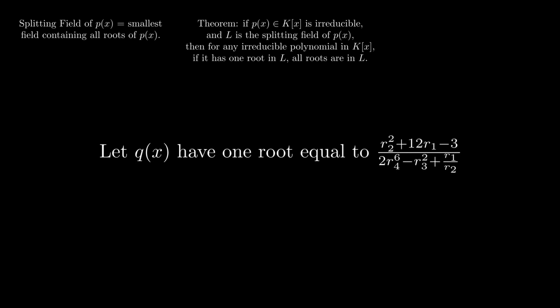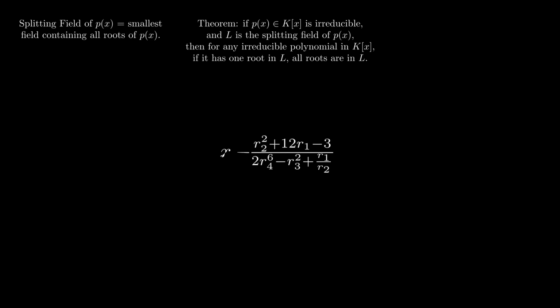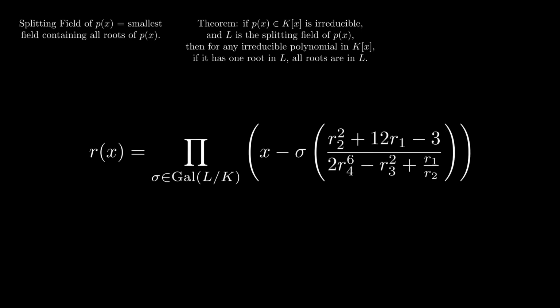Take any random element of L, which we know looks like a combination of the roots of P in any order you want, and suppose we have some Q with that as its root. We need to show that every root of Q is in the splitting field, which means that every root of Q can be written in terms of the roots of P. That should feel obvious, but why is it true? What we're going to do is look at x minus this random number, except instead we're going to apply every element of the Galois group to it and multiply them all out.